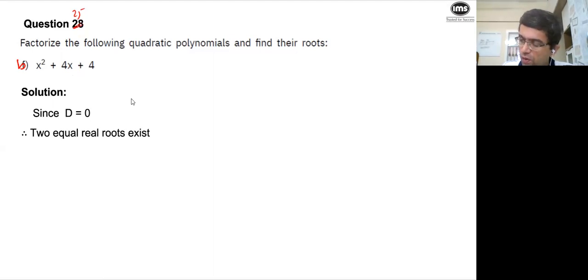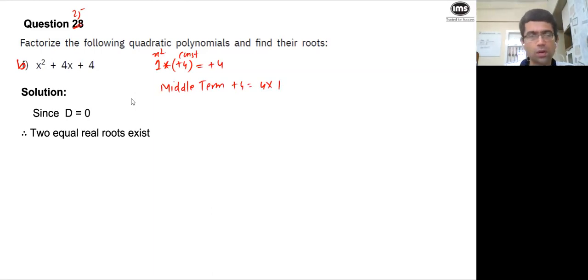Or you just notice that 1 into plus 4, the coefficient of x square and the constant term, their product is plus 4. So I should be able to break the middle term, which is plus 4, as 4 into 1. Or I can write it as 2 into 2 also, rather. I can write 4 as 2 plus 2.